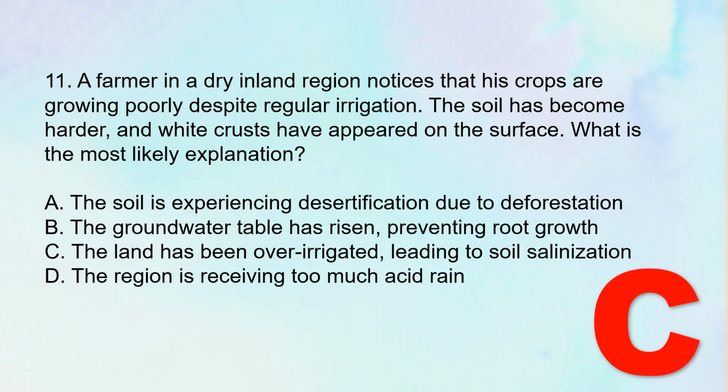For letter A, desertification is possible but does not directly explain salt buildup. Letter B, a rising groundwater table can cause root issues but does not explain the white crust. Letter D, acid rain is more common in industrial areas, not dry inland regions.